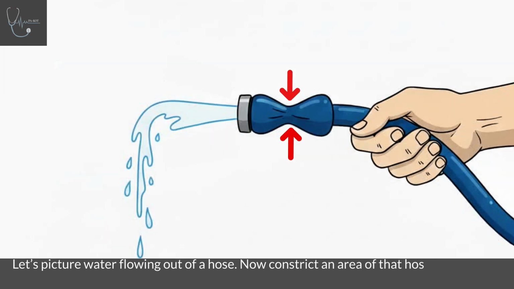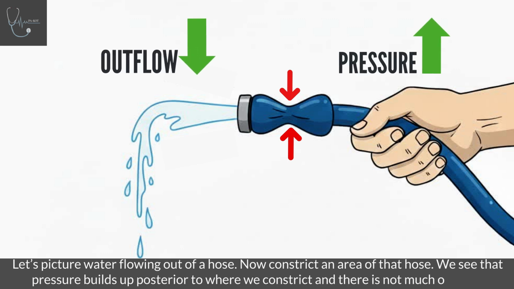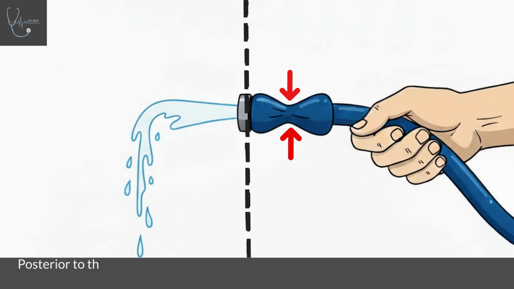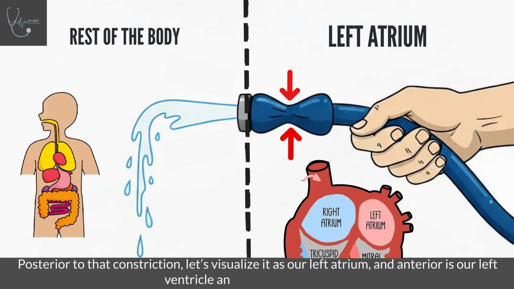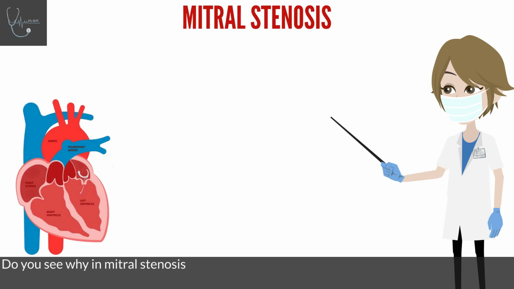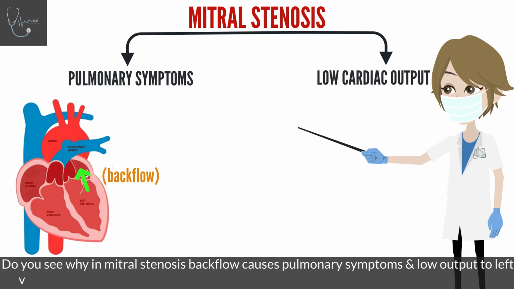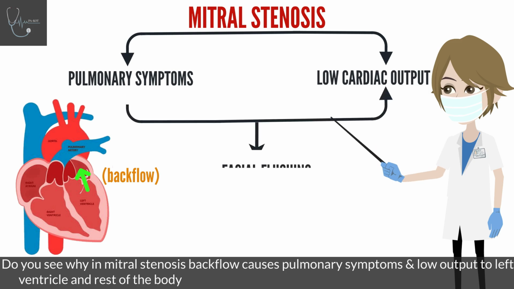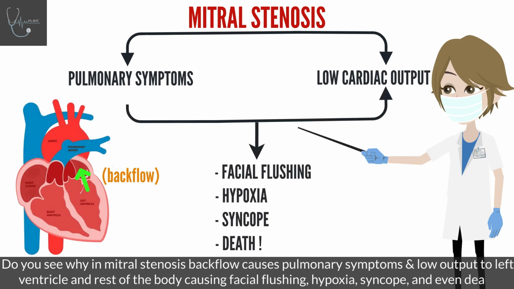Now constrict an area of that hose. We see that pressure builds up posterior to where we constrict, and there is not much outflow. Posterior to that constriction, let's visualize it as our left atrium, and anterior is our left ventricle and the rest of the body. Do you see why in mitral stenosis backflow causes pulmonary symptoms and low output to the left ventricle and the rest of the body, causing facial flushing, hypoxia, syncope, and even death?